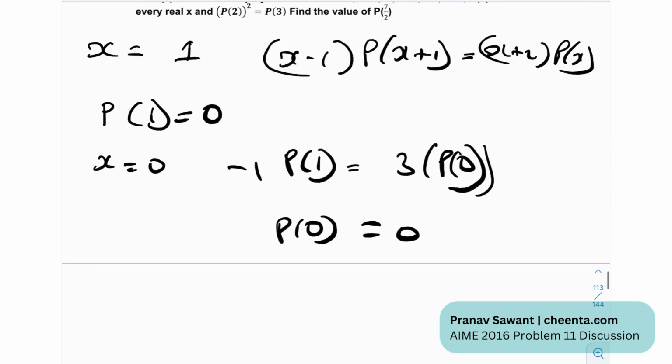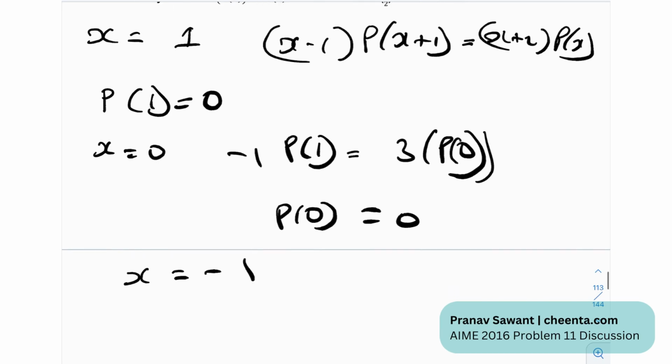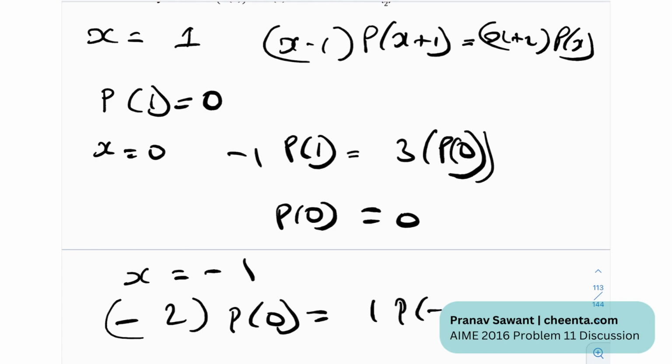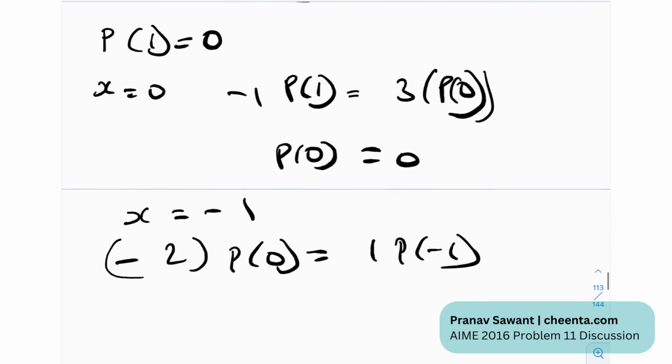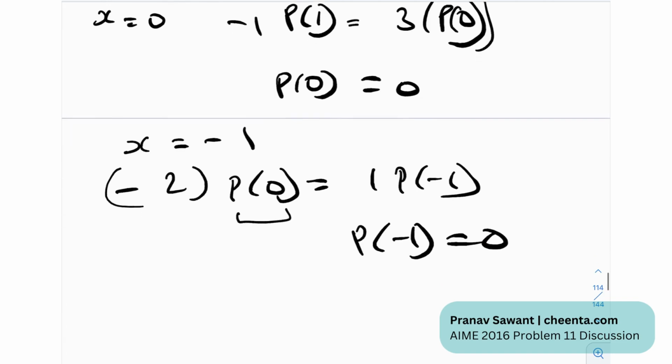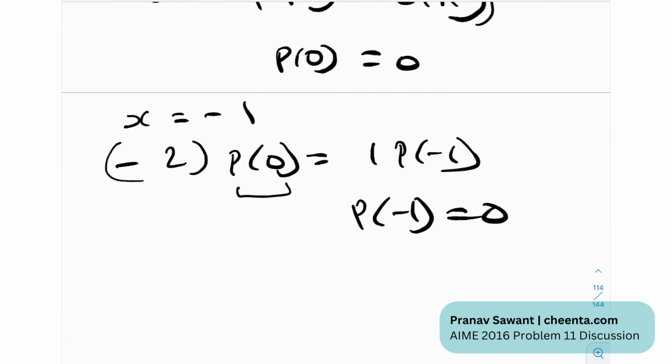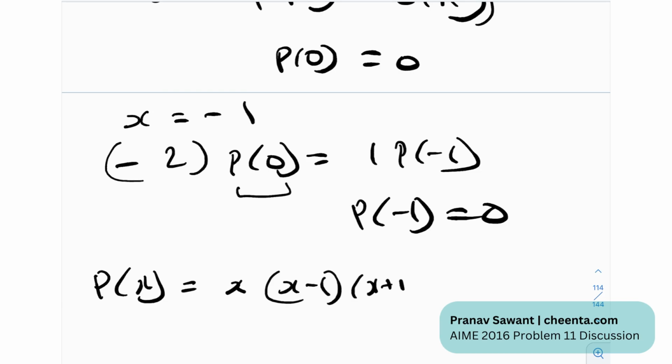Now the third thing I'm going to do is put x equals minus 1 over here, and let's see what we get. We get minus 2 times p(0) equals 1 times p(minus 1). Again, p(0) is 0, so p(minus 1) is also 0. So now we can write p(x) as x times (x minus 1) times (x plus 1) times some polynomial q(x).